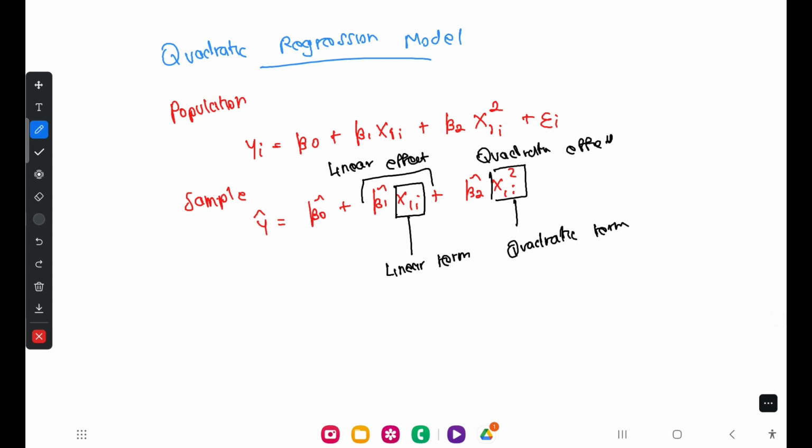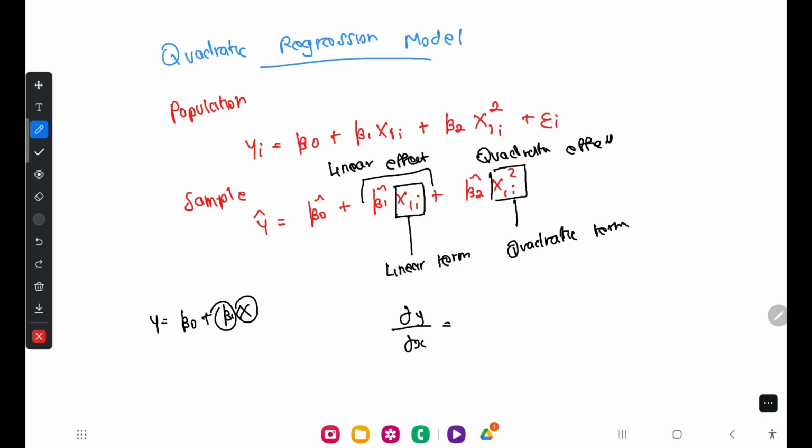Now, when we are interpreting the slope in the previous ones, simple linear regression, y equals beta naught plus beta 1 x, we said that when x increases by 1 unit, y will increase by beta 1. That's how it was, right? But over here it's a bit different, because when we find the rate of change, that is, the derivative of this equation, you actually apply partial differentiation.